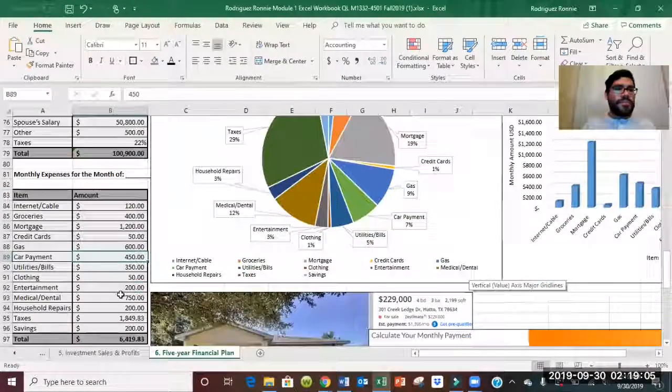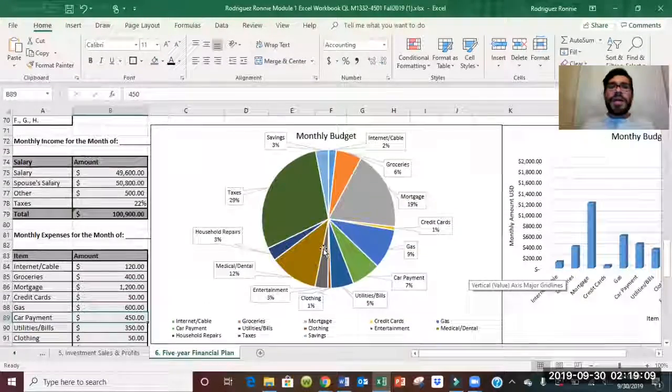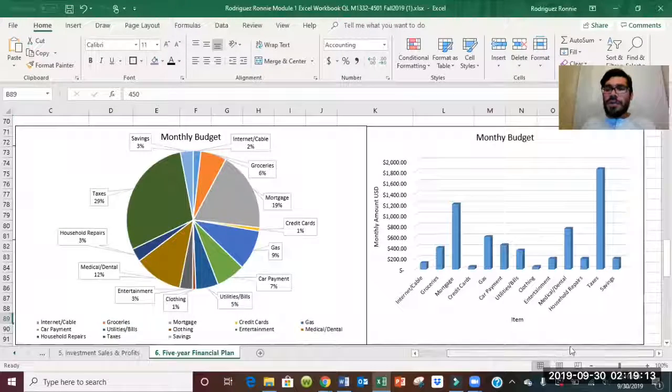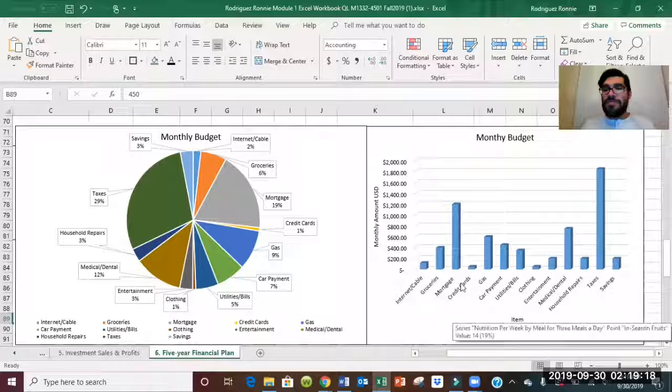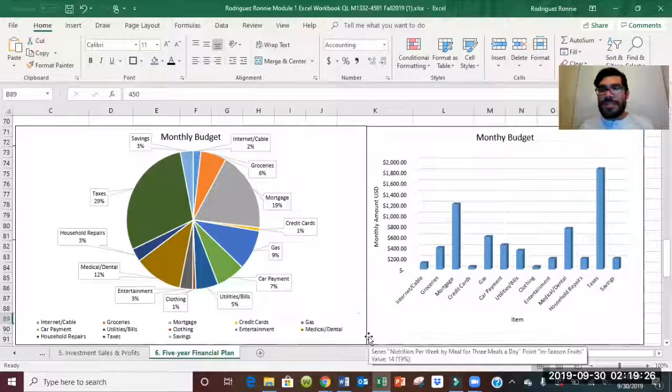And then, just based off of this information here for our monthly expenses, putting that into a pie chart, you can see the percentage of everything that's being spent, as well as a bar graph, and you can really see what's being spent here. So your mortgage takes up quite a bit. Taxes are going to be huge. Then medical and dental, you can see that compared to like your entertainment, crazy.